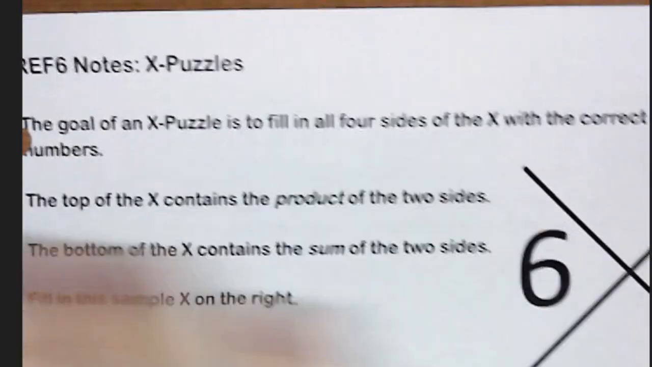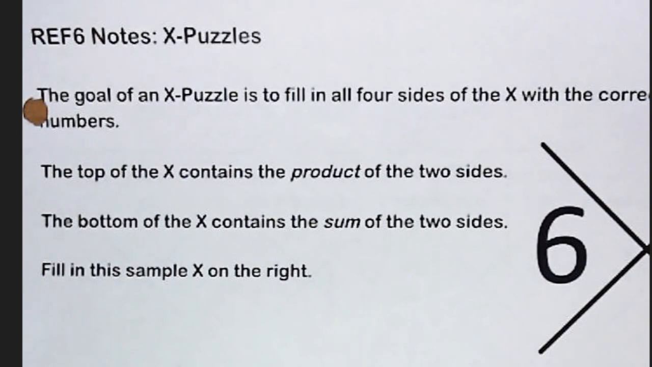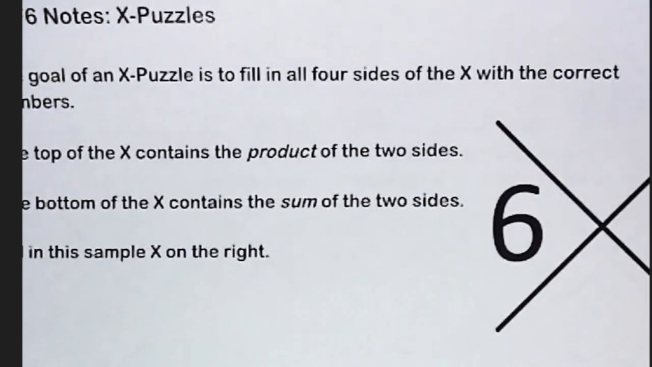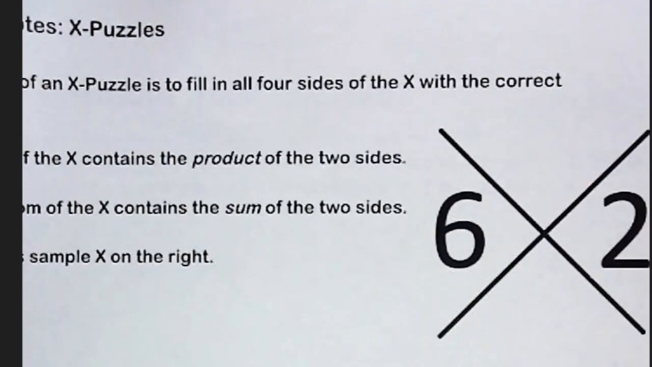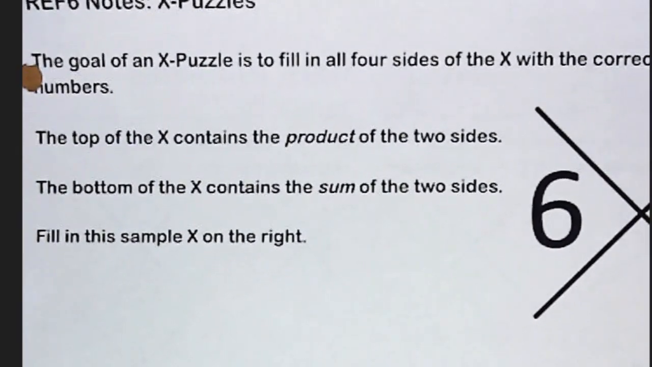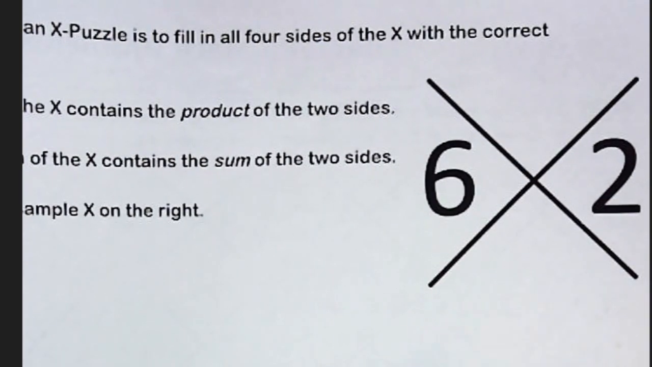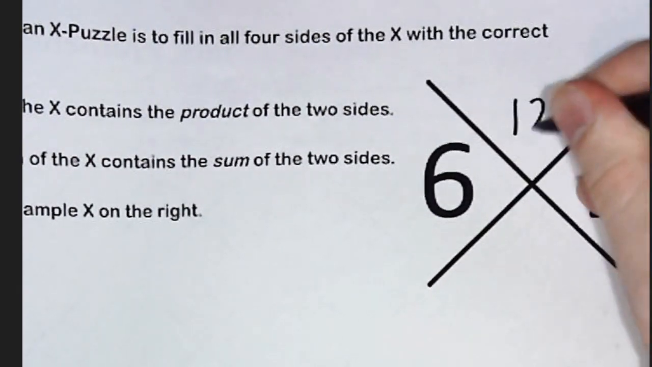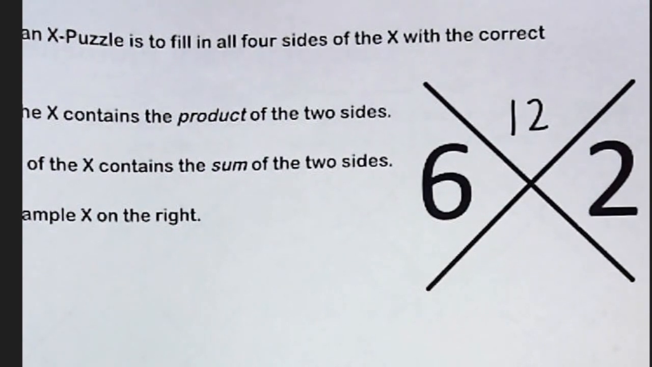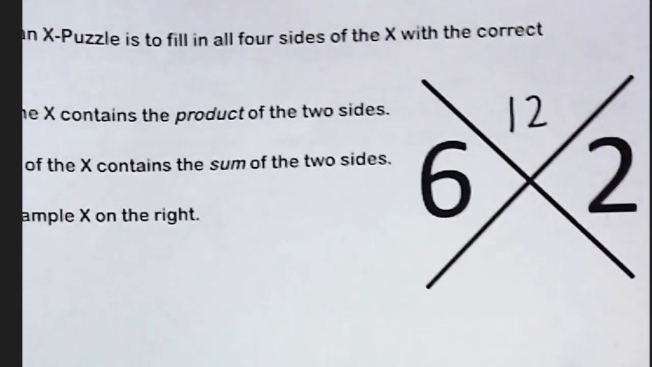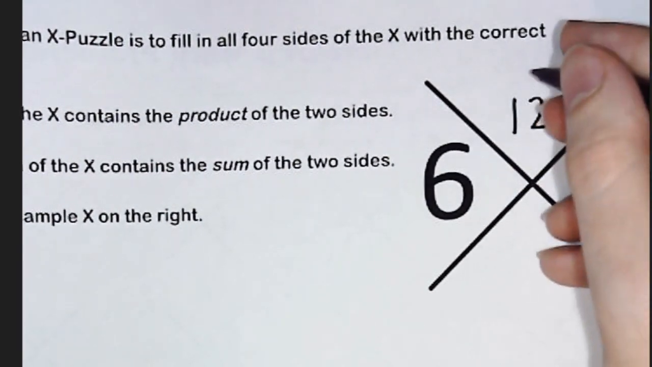Okay, moving back to REF6, the first topic of today's lesson, rather. It's not the main topic, that's REF7. We're going to do a little game. I'm going to show you how to do an X puzzle. The goal of an X puzzle is to fill in all 4 sides of the X with the correct numbers. The top of the X contains the product of the 2 sides, which is the result of multiplication. So 6 times 2 is going to give me 12. That's the product of 6 and 2. It's the product of the 2 sides, so it goes on top.